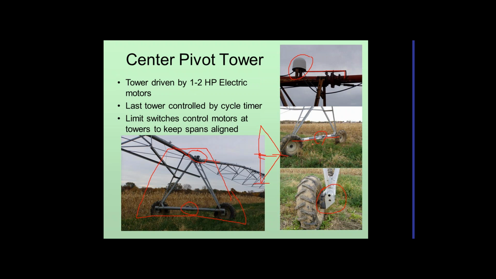The tower motors will have a motor. These drive motors are typically about 1 horsepower, but they can be anywhere from 3/4 to 2 or 3 horsepower.